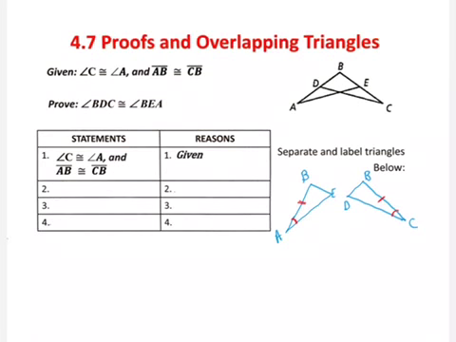From there, we need more information. This isn't enough to prove anything yet. But I know these are overlapping triangles, so if I go back and look at the original diagram, I should recognize that angle B is in both triangles. So what I can do is say that angle B is congruent to itself by the reflexive property.